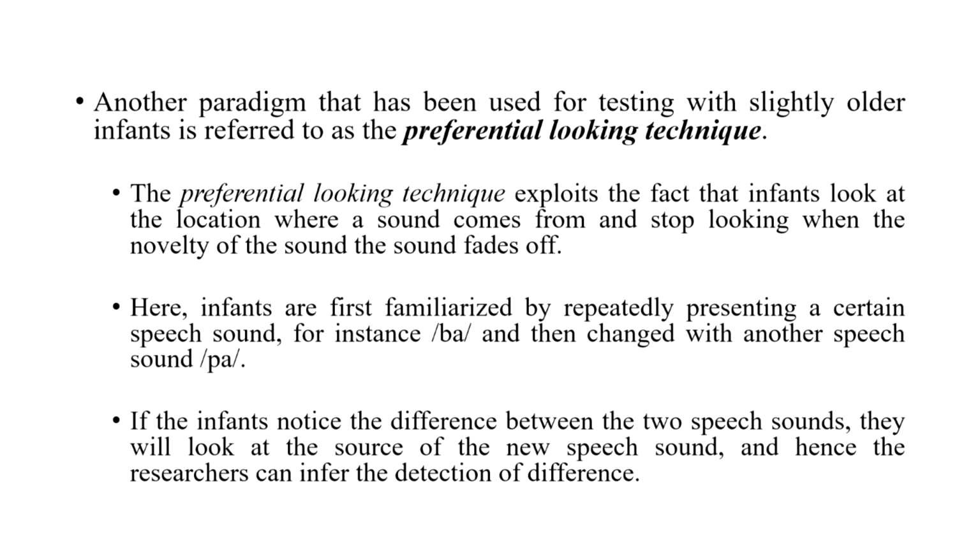Now, the preferential looking technique is used with slightly older infants when they have gained control of their neck and can move it to the left or the right side. Typically, younger infants around that age, when they have got control of their neck, will look at the source of a sound.